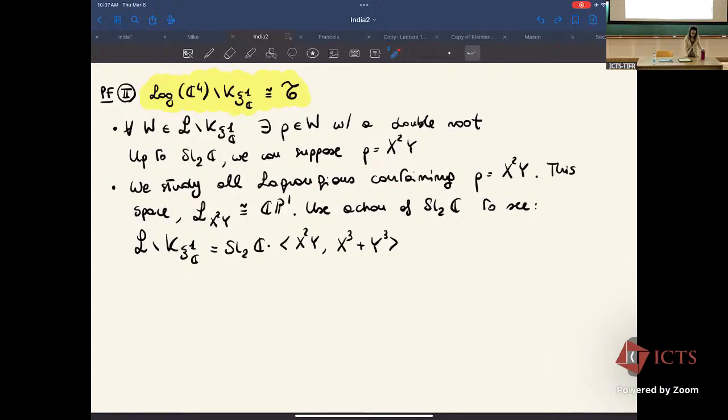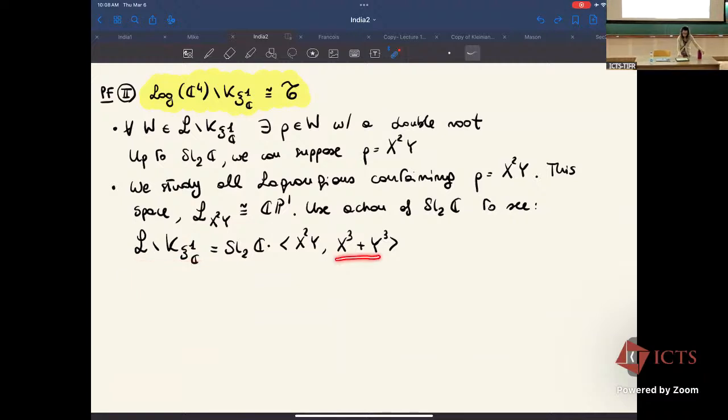So then what do we do? We study all the Lagrangians that contain that line, and all these Lagrangians form a CP1. You can write it explicitly: it's the Lagrangian generated by this plus a x3 plus b y3. How can you complete this to a Lagrangian? You can complete it maybe with that, but this would be in the other set that we described. Or you can complete with y3, but that would also be in the space that we defined before. But any other way to complete gives a Lagrangian in this complement.